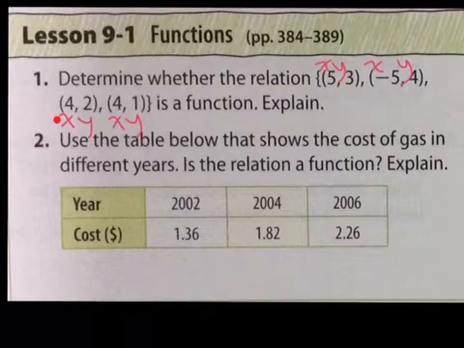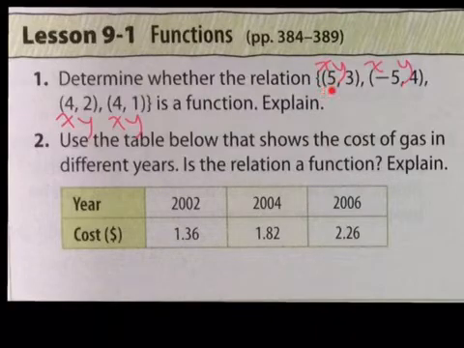I'm seeing that for every x, I have a y. For every domain, I have a range. Do you see that? So, is this a function? Oh, look carefully. We see that x here is 5, and over here is negative 5. So these are both different numbers.